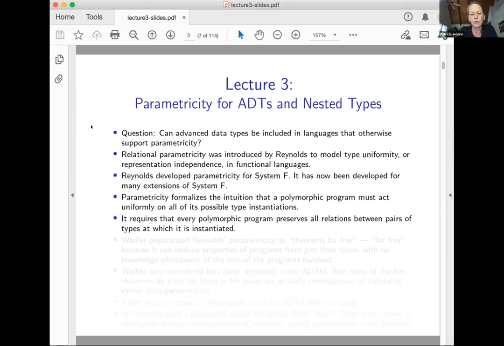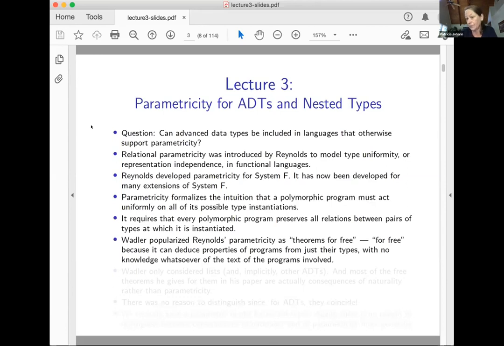So parametricity requires, if you're trying to formalize it, that every polymorphic program preserves all relations between pairs of types at which it's instantiated. So the idea is that related inputs should go to related outputs. That's a way to think about what parametricity is saying. So that was in the early 80s.